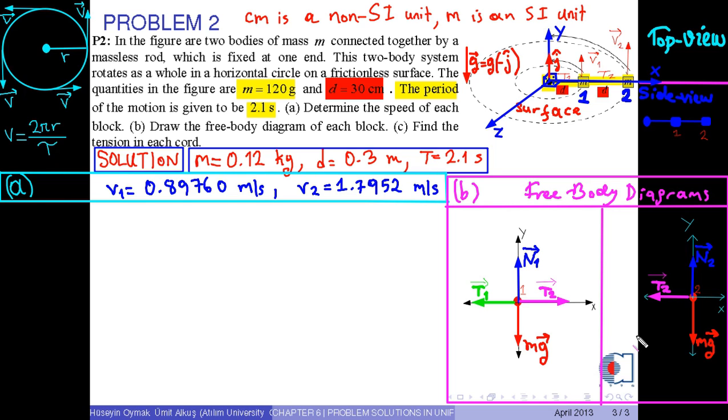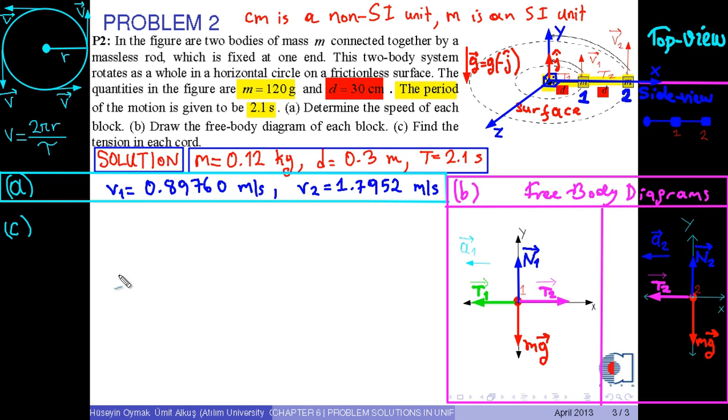Also, the acceleration of each body is only the radial acceleration, and its direction is always toward the center. Notice that accelerations are not drawn on the bodies, since only relevant external forces are drawn on the bodies. Well done. That's all about the free body diagrams of the bodies, and let's solve part C.